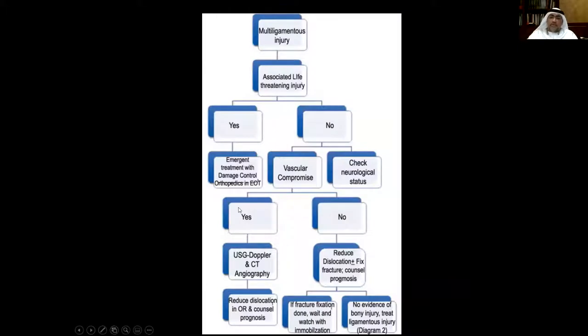So when we talk about how we acutely treat these patients, we need to look at whether the multi-ligament injury is associated with a life-threatening condition, yes or no. If it's yes, then we have to do emergent treatment with damage control orthopedics. We need to stabilize the patient, and we can address the knee at a later stage. If it is not life-threatening, we need to check his neurovascular status. If it's okay, we need to check the vascularity. If the vascularity is compromised, then we need to assess it with Doppler or ABI and maybe angiogram, and then reduce the dislocation in the OR and counsel on the prognosis, which depends on the treatment of the vascularity. If there is no vascular compromise, then you can reduce it and fix the fracture if there's a fracture, or address the ligament, depending on the timing you have.